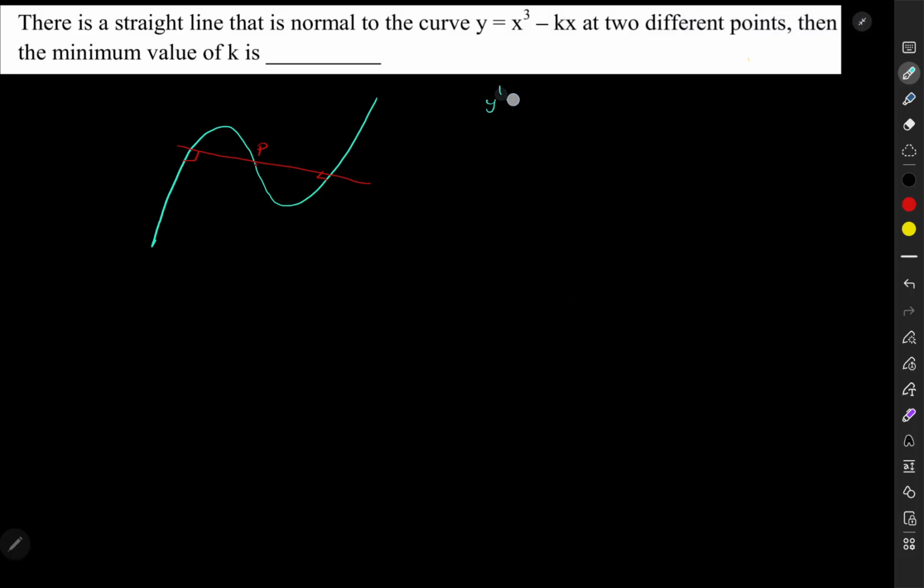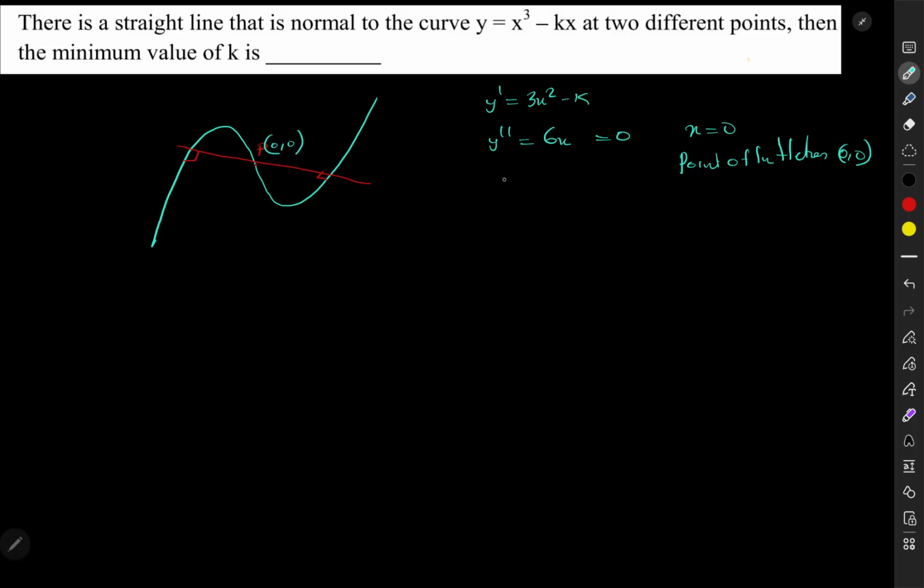What will be y dash? Y dash is 3x square minus k. Y double dash is 6x. If I equate it to 0, I will get x equal to 0. Substitute in y, I will get the point of inflection. The point of inflection is 0, 0. So this is 0, 0.